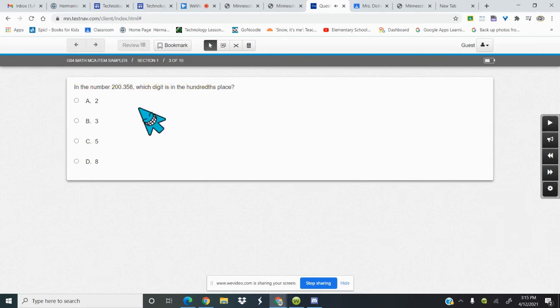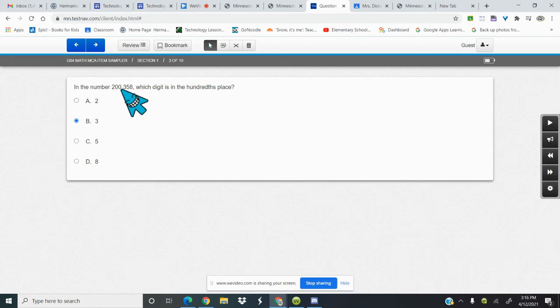Okay, in the hundreds place. So we have the 200, a decimal point, and then 358. And this is the hundredths place, not the hundreds place. So again, that's a wording issue that you need to know and catch. It's a reading and thinking carefully test. So which digit is in the hundreds place? That would be the 3, I believe, in the hundredths place. Otherwise, the 2 would be in the hundreds place because there's a decimal here.